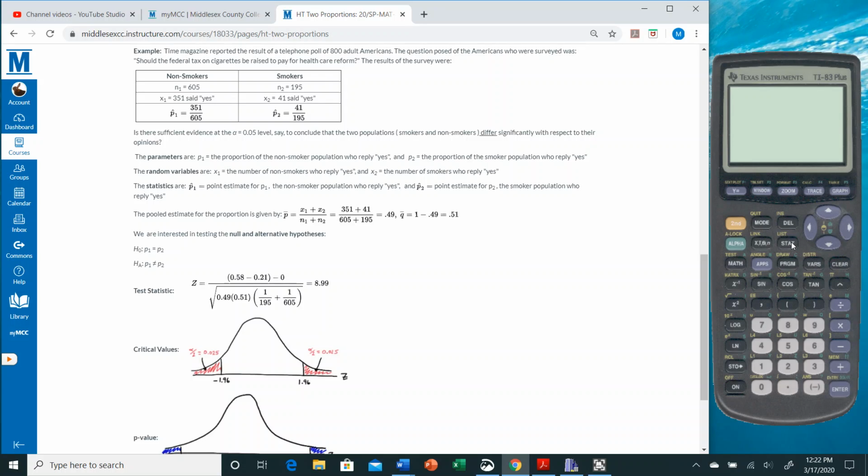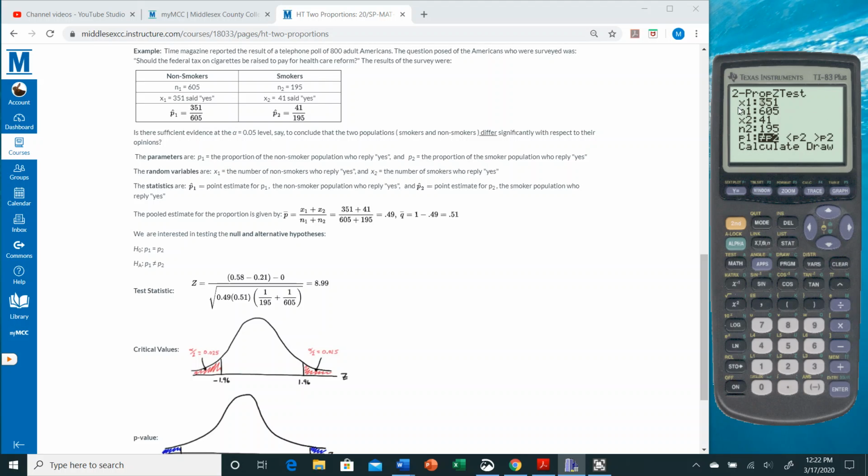So to do a test of hypothesis on your calculator, you have to go to Stat and over to Tests. And if you look from this list, we have two populations, so we want to start with two populations. We are doing a proportion. So the two proportion z-test is the test we want to use here. So we want choice 6.